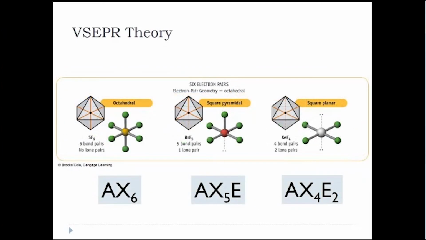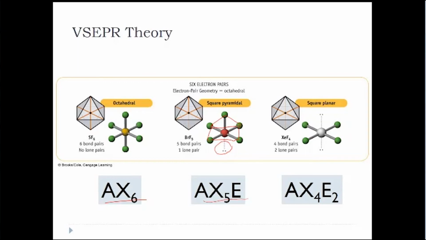And finally, looking at examples where we have 6 groups of electrons that surround the central atom. If all of them are bonding, we have a VSEPR designation of AX6, and we have an octahedral shape. However, when we have a VSEPR designation of AX5E and one of those positions is occupied by a lone pair, what we're left with looks like a square pyramid. So the shape of this molecule would be square pyramidal.